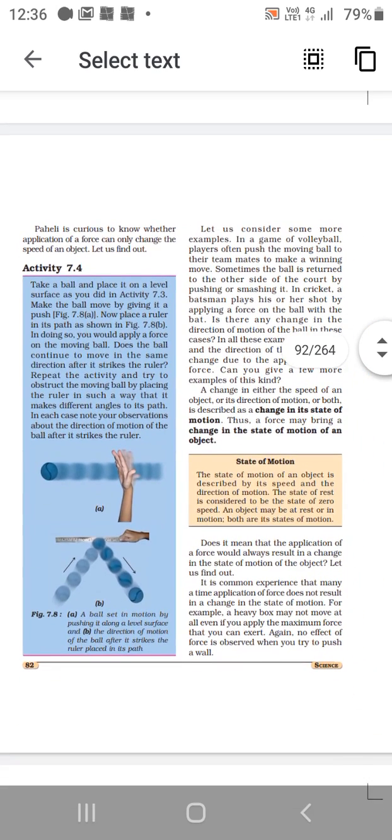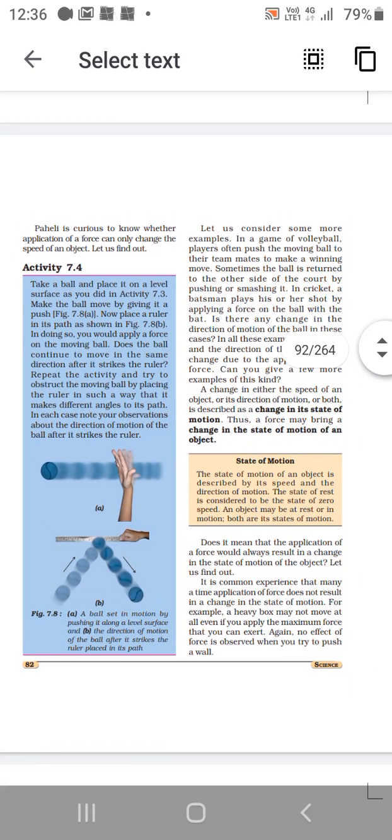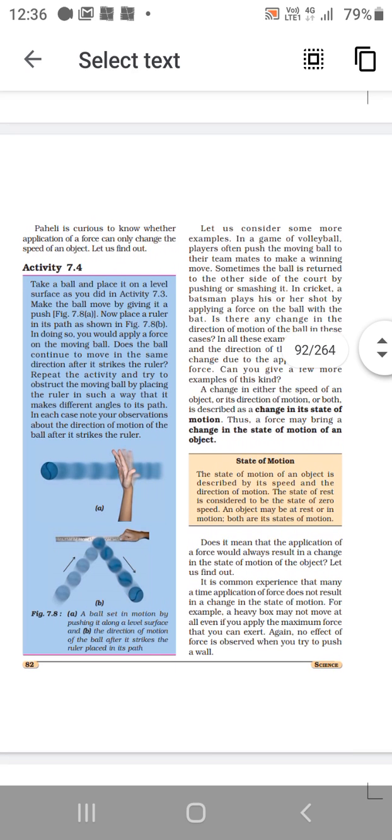It does not mean that application of a force will always result in a change of state of motion. It is common experience that many times application of force does not result in a change in the state of motion. For example, a heavy box may not move at all if you apply the maximum force that you can exert. Again, no effect. The same is observed when you try to push a wall. Sometimes even when force is applied, there may be no change in the state of motion.